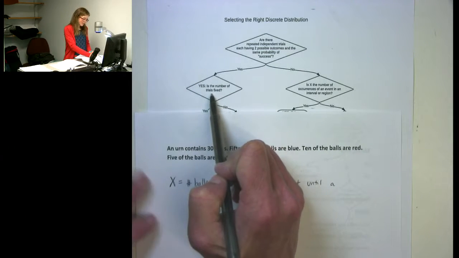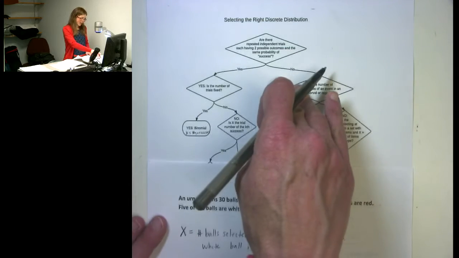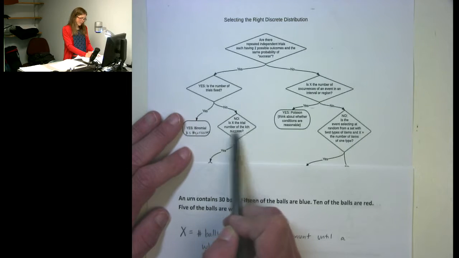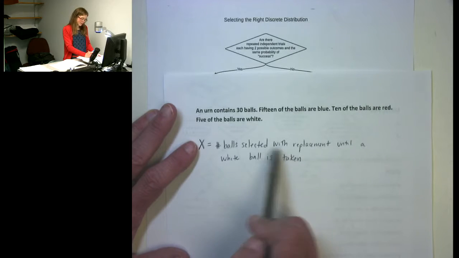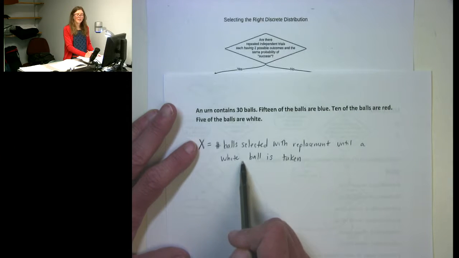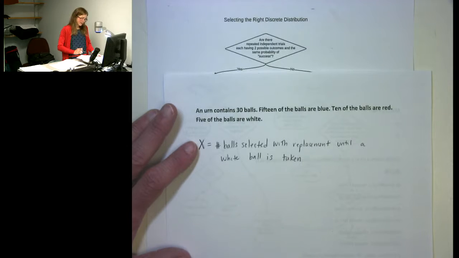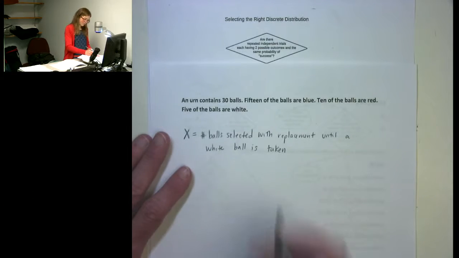Is the number of trials fixed? I want to know how many balls need to be selected. Each selection would be a trial. So here the number of trials is not fixed. Is x the trial number of the kth success? How many balls are selected? Yes, this is, right? Until I have one white one. And k is equal to 1. So this would be a situation where I would have a geometric distribution.